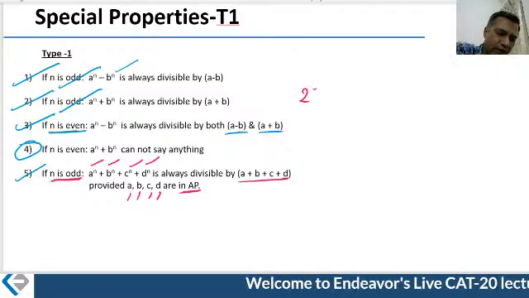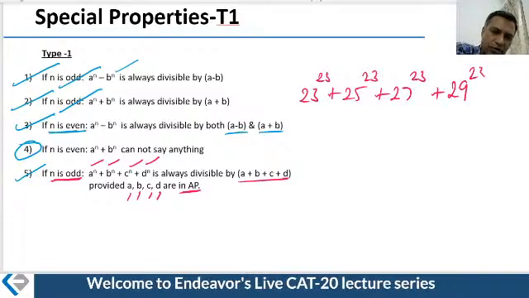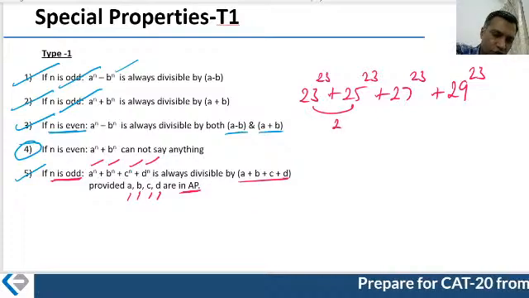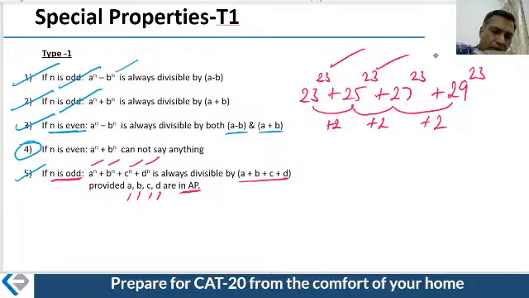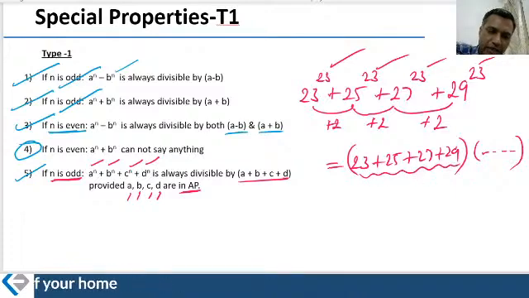What if I have 23^23 + 25^23, then 27^23, then 29^23? Now look at this. The common difference is 2: plus 2 from this term to this term, and plus 2 from here till here. What about the power? The power is odd. I could definitely say this can be written as (23 + 25 + 27 + 29) times something. In other words, it is always divisible by this particular value.